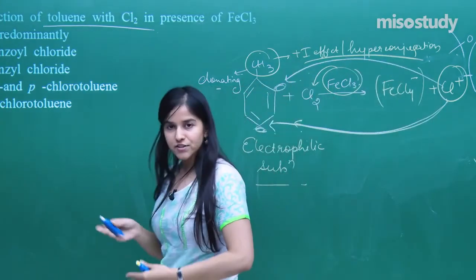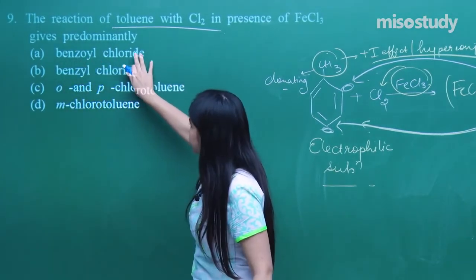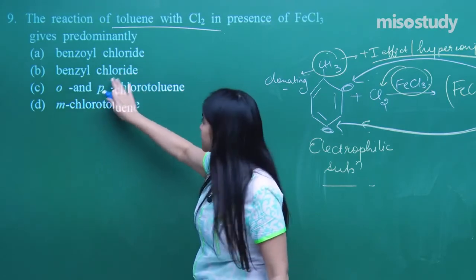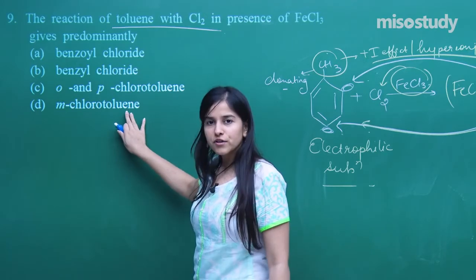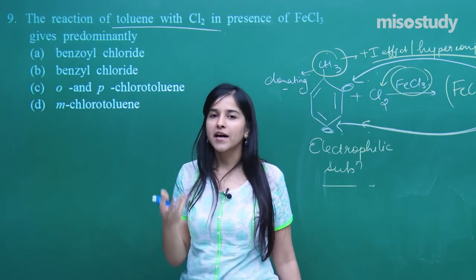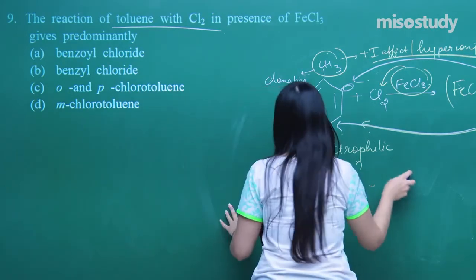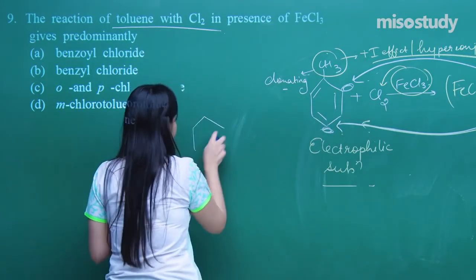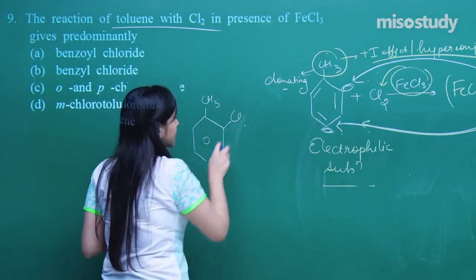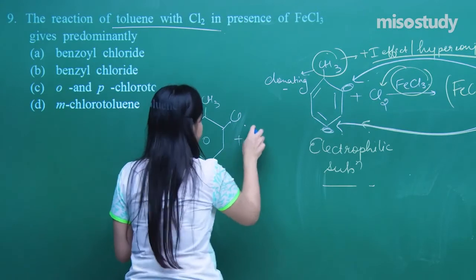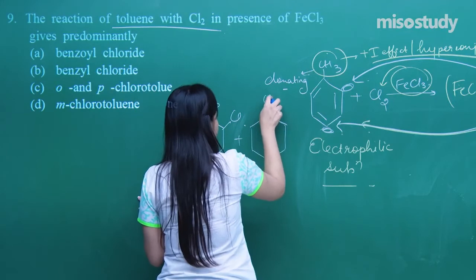So here let us just analyze the options. It will give what? Benzoyl chloride, benzyl chloride, ortho and para chlorotoluene, and metachlorotoluene. So it is ortho and para chlorotoluene. We get two products over here. What two products do we get? I am just drawing it over here. First I attach the chlorine onto the ortho, plus again I attach the chlorine onto the para.